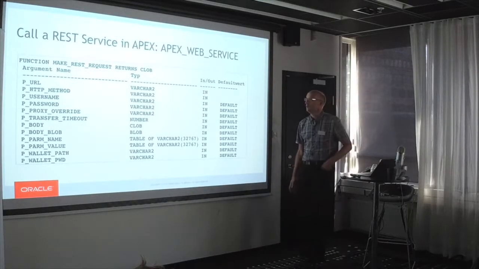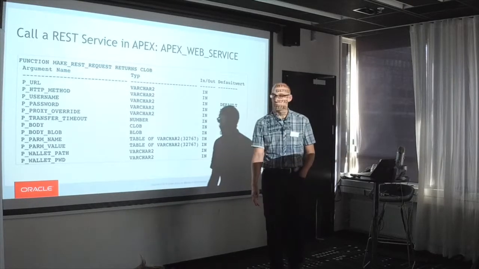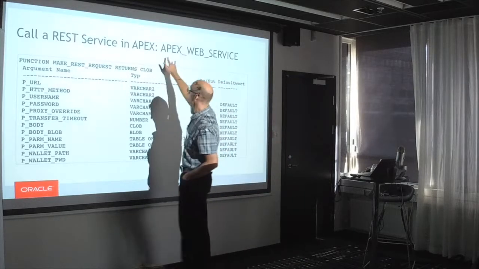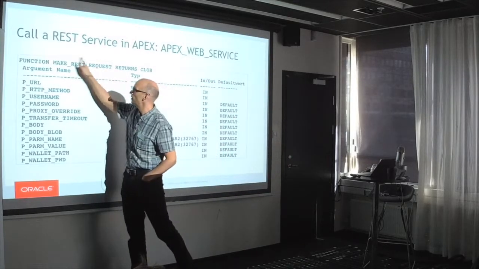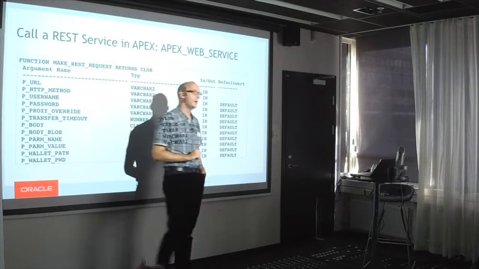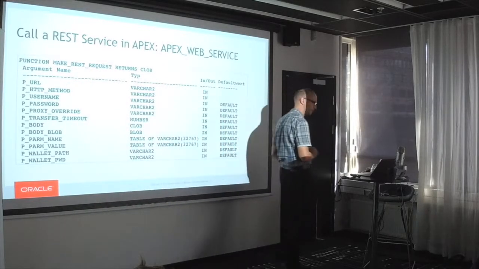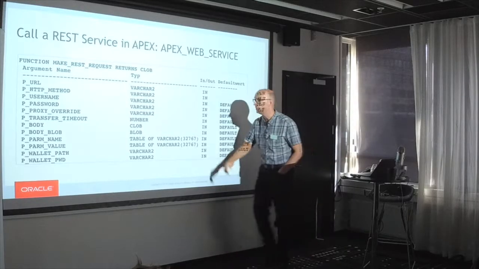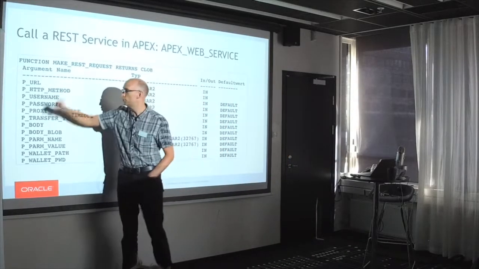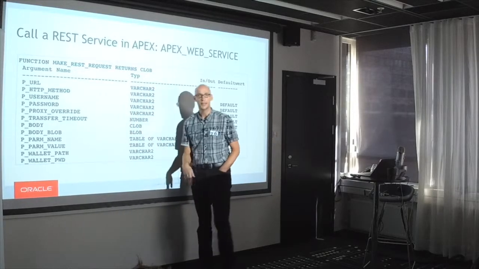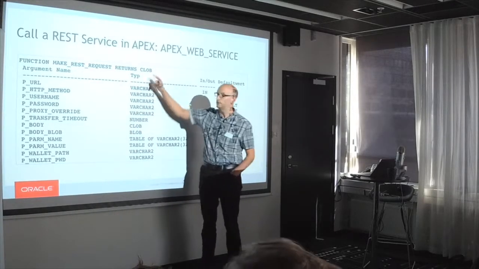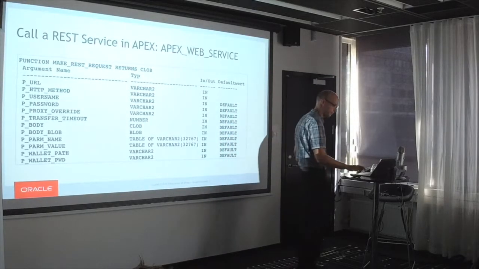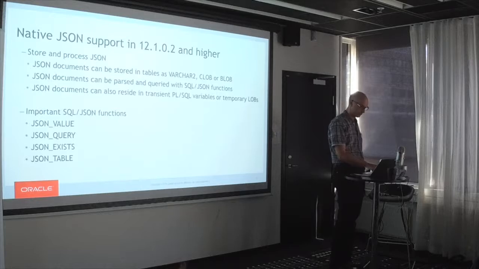So those of you who have worked with REST services before, they know this one. This is the APEX Web Service package, and one function member in APEX Web Service is make REST request. It has a lot of parameters. Most often you don't need all these. What you really need is just the endpoint URL and the HTTP method. And then this function returns a CLOB, and that CLOB will then contain the JSON. Pretty easy, right? And then it's about parsing that JSON.